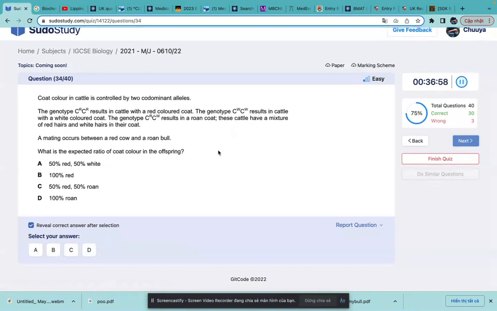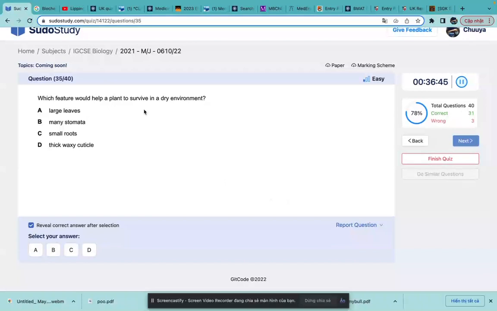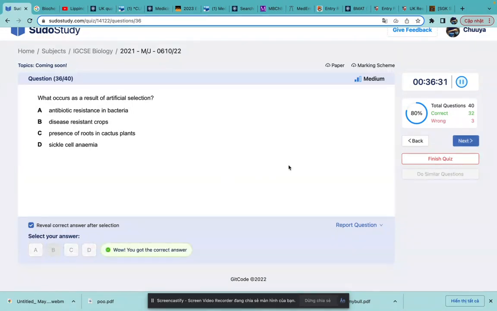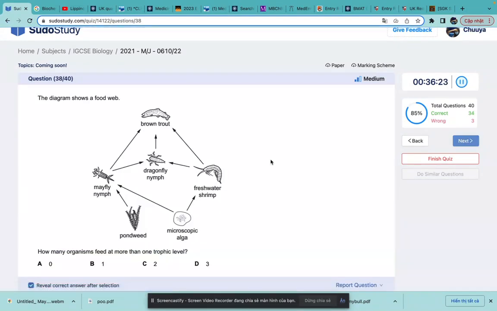Okay, we need to calculate this. R, so we see 50% red, 50% roan. We could draw a Punnett square using this. Dry environment, so it's going to have a thick, waxy cuticle to prevent water loss. Artificial insemination. We could have disease-resistant crops. Organism, so it could be chemical, not heat. Heat is on the outside.